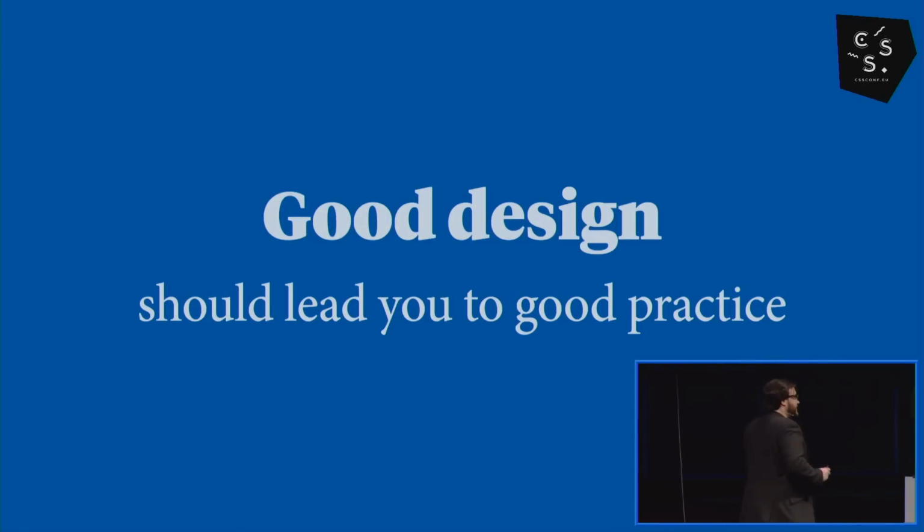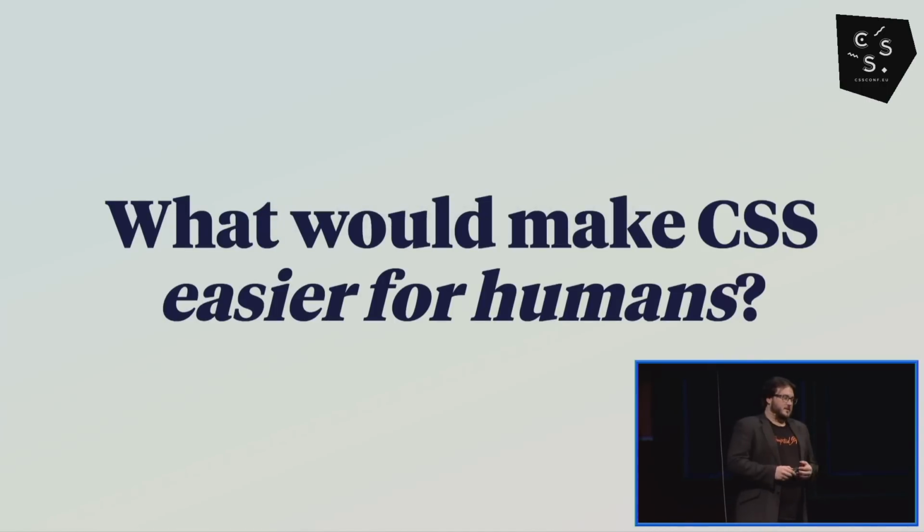And this brings me to the first principle of CSS modules, the thing that drives out basically half of it: good design should lead you to good practice. So if we're looking at a new version of CSS that has multiple files and can pass symbols around, what can we do with it? What will it do? What would make CSS easier for humans?